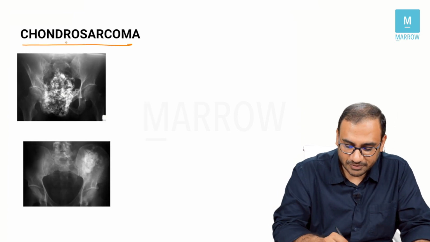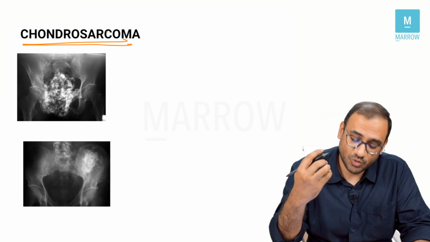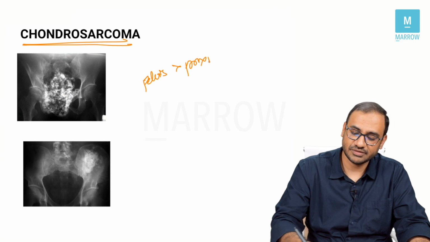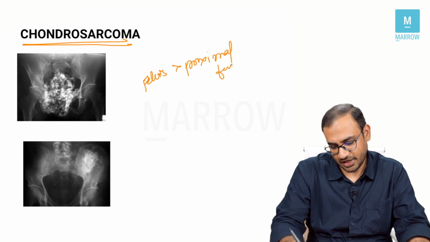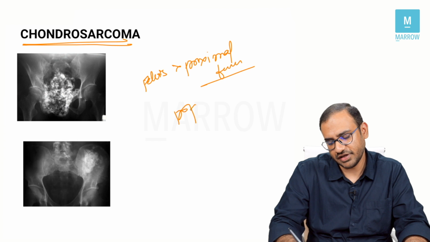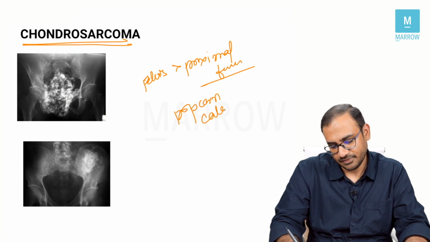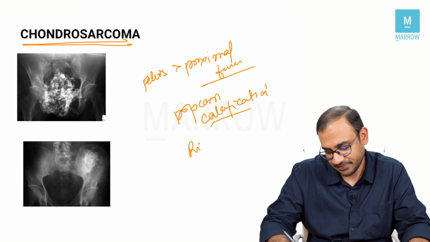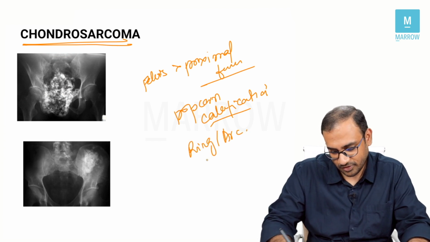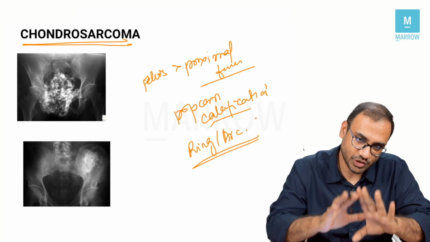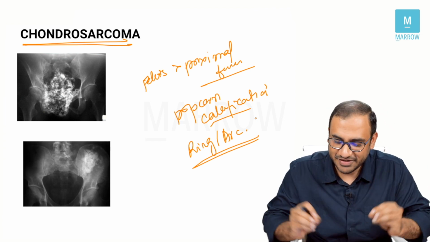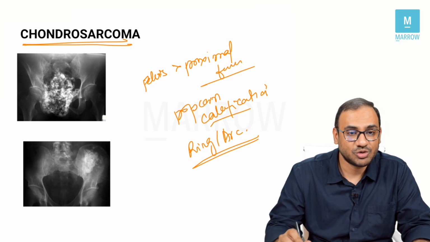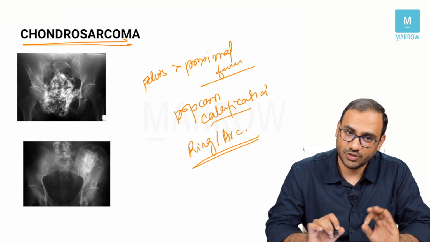And chondrosarcoma, please remember, it is mostly in the pelvis or proximal femur. And it gives you the characteristic popcorn calcification. Popcorn calcification, rings or arc calcification. Okay, so calcification in the cartilage, so you see a hazy or lucent background with some amount of calcification here, and then this is your chondrosarcoma. Alright, so I'm sure you got the answer correct, that is osteosarcoma.